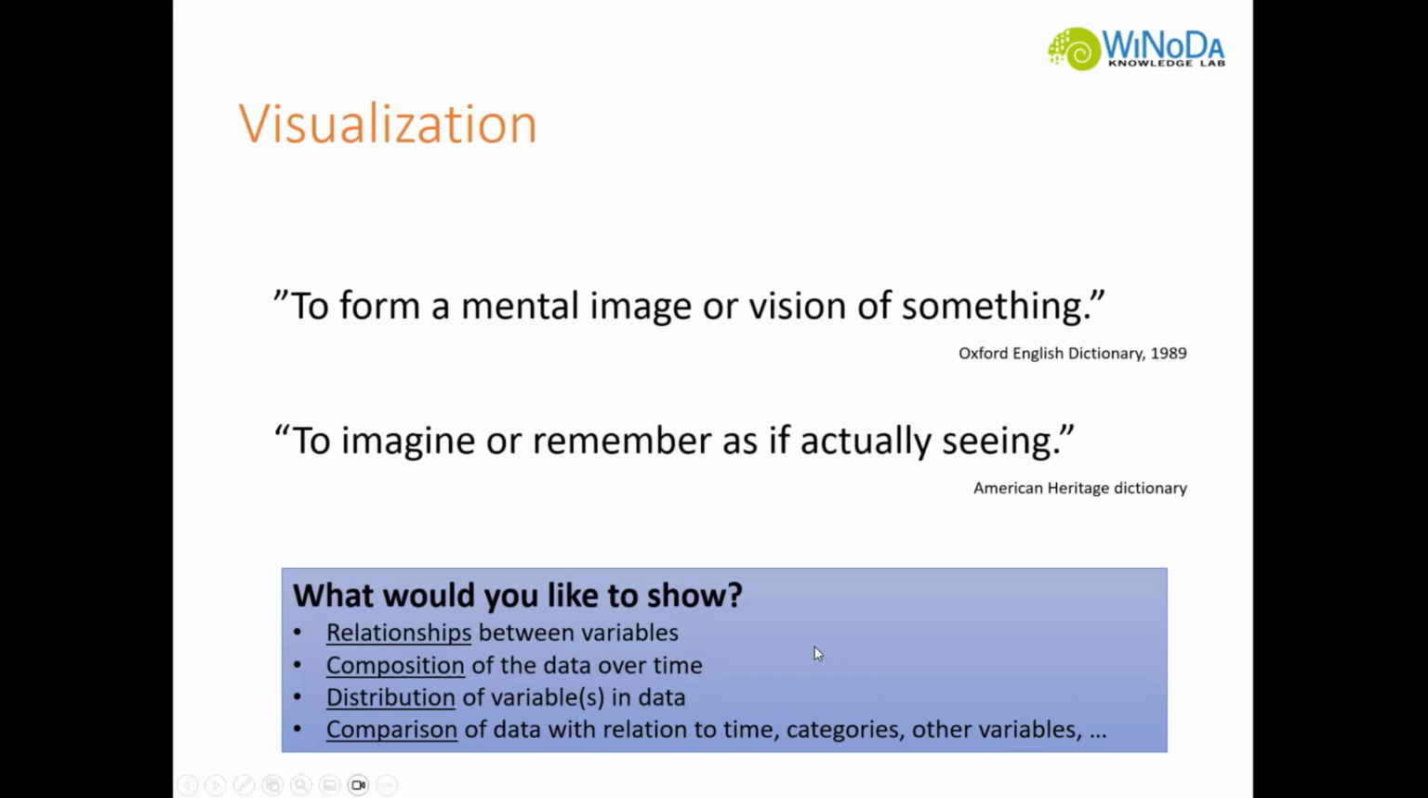Second, composition of the data over time. So how does it develop over time? Maybe I have a company and I'm tracking the number of sold items, hoping that goes up. Maybe there's some seasonal trend that I would like to track.